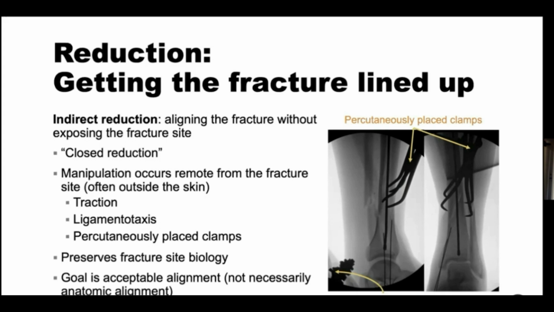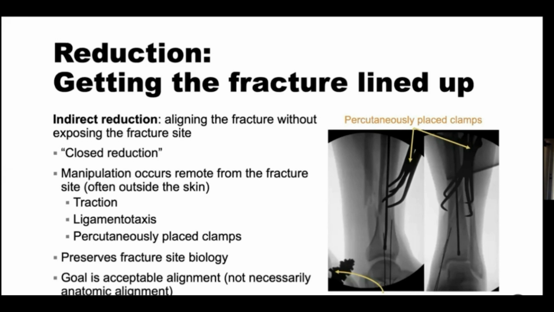So these clamps that we can see on the x-rays were all placed through tiny poke hole incisions in the skin. The benefit of an indirect reduction or closed reduction is that it maintains fracture biology. So you're not exposing each of the fractures or the individual fragments, and this helps keep all of the metalloproteases and cytokines and everything involved in fracture healing within the fracture hematoma at the fracture site.